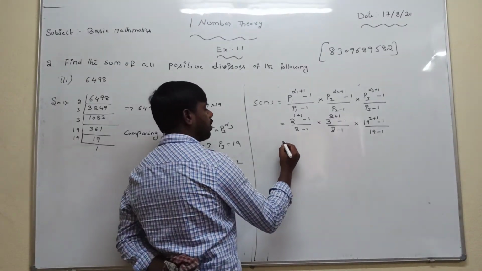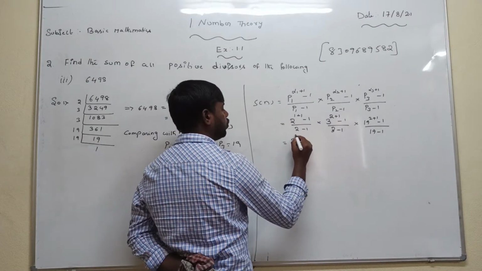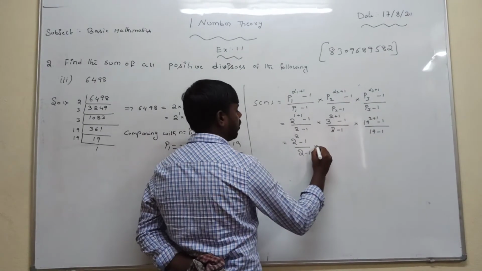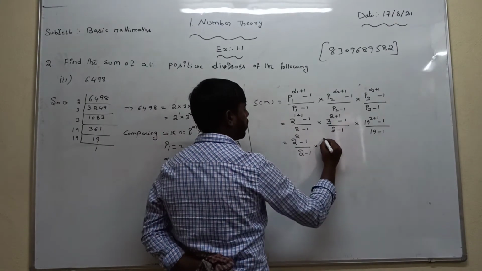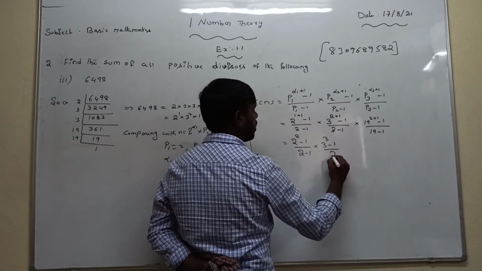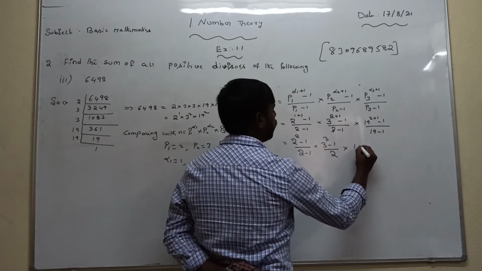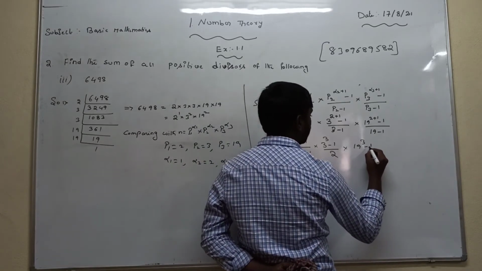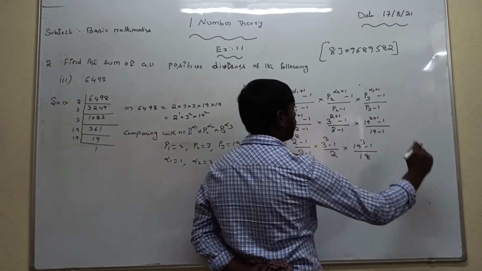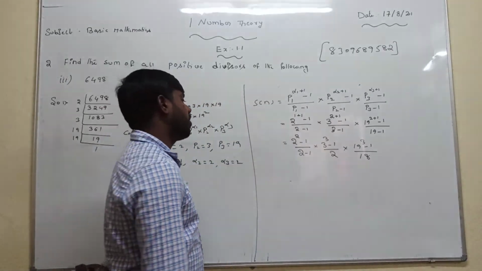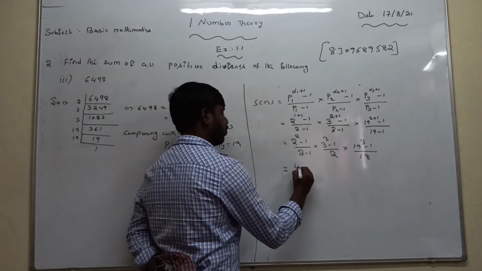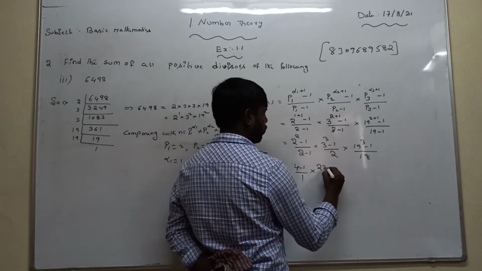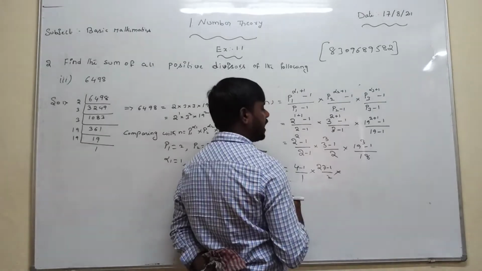Now simplify this. 1 plus 1 is 2, so 2 square minus 1 divided by 2 minus 1, into 3 power of 2 plus 1 is 3, minus 1 divided by 3 minus 1, which is 2, into 19 power of 2 plus 1, that is 3, minus 1 divided by 19 minus 1, which is 18. Now 2 square is 4 minus 1 by 1, 3 cube is 27 minus 1 by 2, into 19 cube.